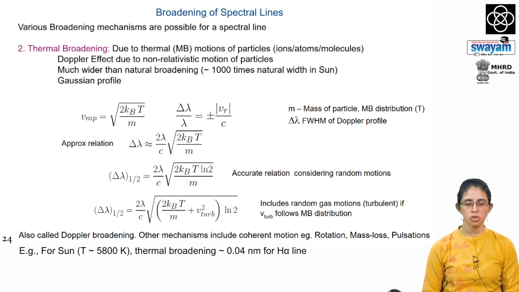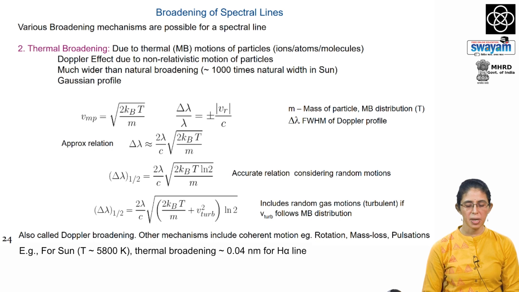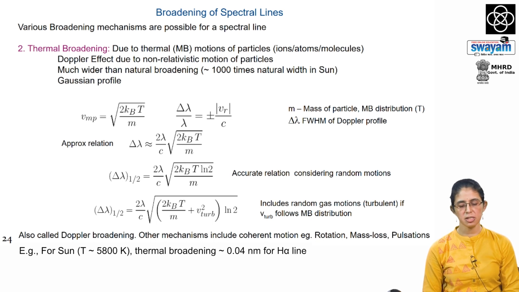This broadening gives rise to a Gaussian profile, and if one assumes the most probable velocities of the Maxwell-Boltzmann distribution, then this is given by root kBT by m, and one can consider the Doppler effect, that is the change in wavelength is related to the radial velocity along the line of sight. If one combines the two, one can get an approximate relation if one considers the particles are moving with all their velocities along the line of sight.